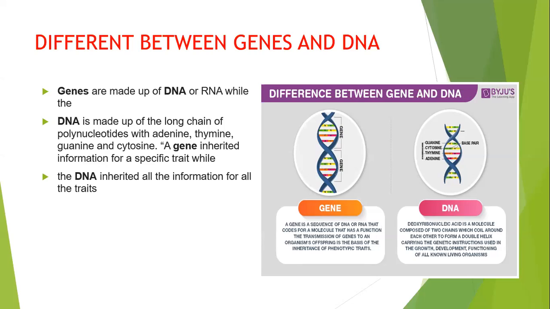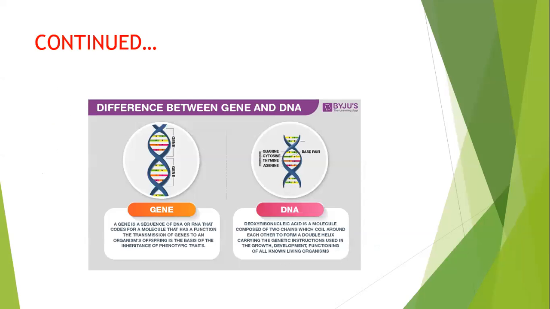In this diagram, we also see a gene is a sequence of DNA or RNA that codes for a molecule that has a function, and the transmission of genes to an organism's offspring is the basis of the inheritance of phenotypic traits. And DNA, deoxyribonucleic acid, is a molecule composed of two chains which coil around each other to form a double helix, carrying the genetic instructions used in the growth, development, and functioning of all known living organisms. So the next is this diagram we also discussed.